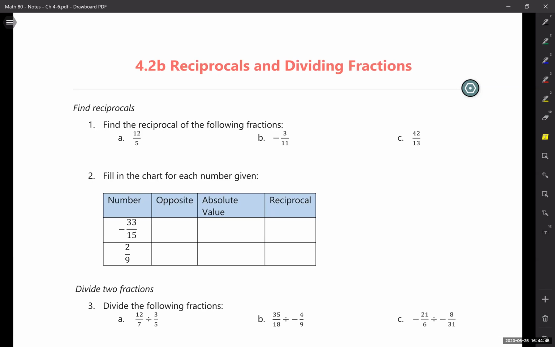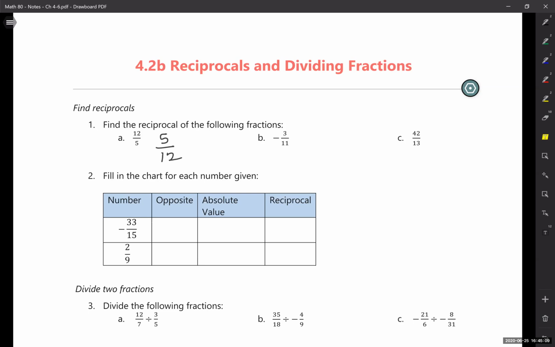So the reciprocal is what happens when you flip the fraction over. And the reason it is important is because when you multiply a fraction by its reciprocal, you always get 1. So let me just flip this over first, and then I'll explain that second part. So you literally just write the bottom on the top and the top on the bottom. That's the reciprocal of 12 over 5.